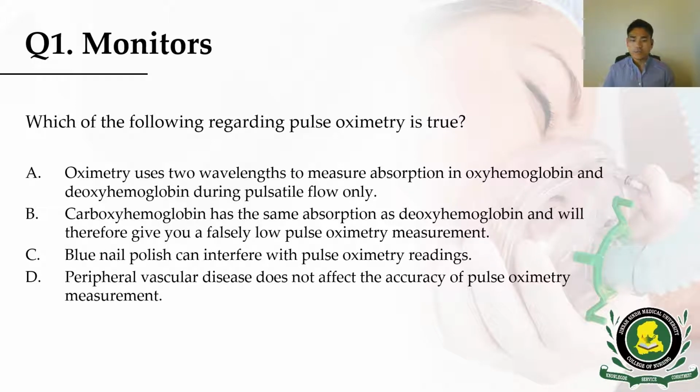So now we'll move on to a couple quick quiz questions. The first question is regarding monitors. Which of the following is true regarding pulse oximetry? A. Oximetry uses two wavelengths to measure absorption in oxyhemoglobin and deoxyhemoglobin during pulsatile flow only. B. Carboxyhemoglobin has the same absorption as deoxyhemoglobin and will therefore give you a falsely low pulse oximetry measurement. C. Blue nail polish can interfere with pulse oximetry readings. And D. Peripheral vascular disease does not affect the accuracy of pulse oximetry measurement. Take a second and you can just click pause and try and come up with the answer yourself.